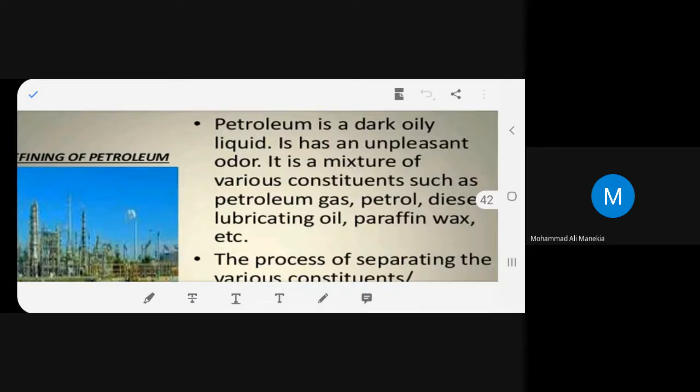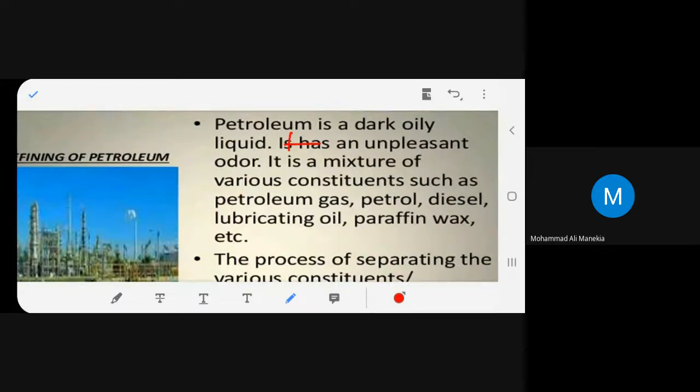Okay, start reading. Petroleum is a dark oily liquid. It has an unpleasant odor. Beta, there is a full stop. If you read like that, I will ask you to stop, beta. First, don't break in between. There's a full stop, you have to stop. You should read like this.